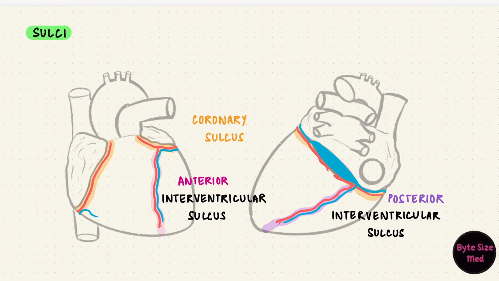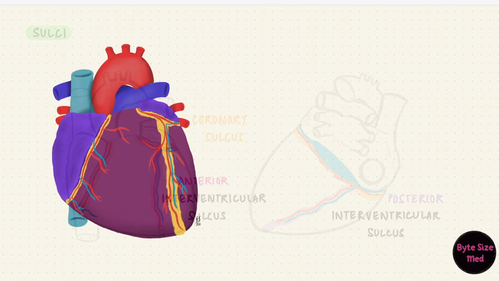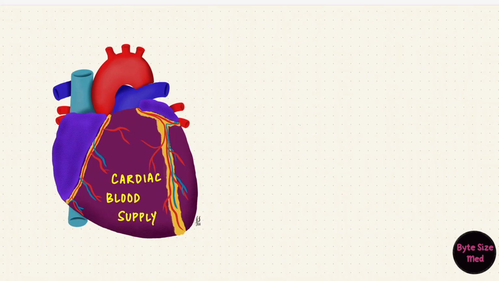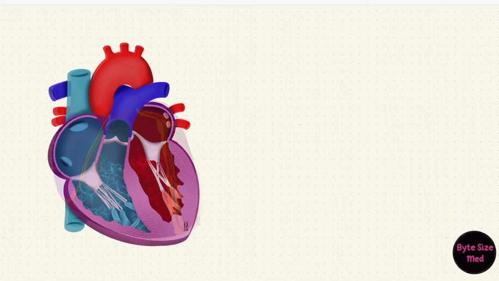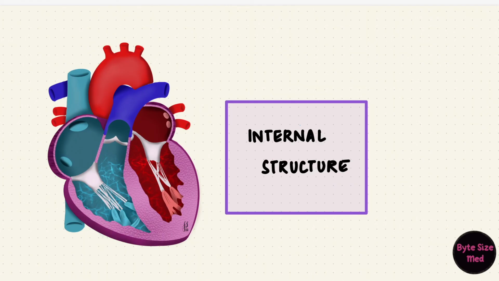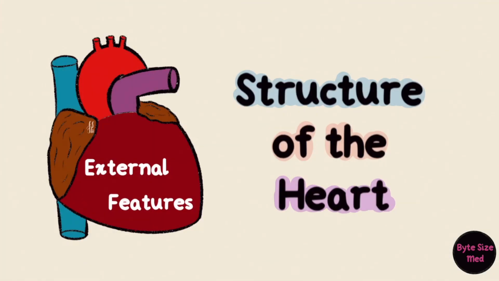Those vessels are obviously super important, and that's why they're in a separate video in part 3. But in part 2, we're going to take a look at what's inside the four chambers. And that was all about the outside of the heart.